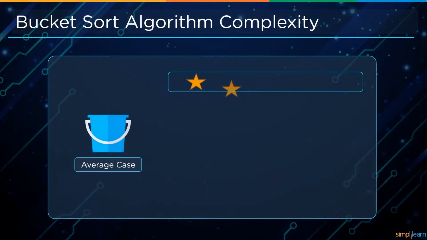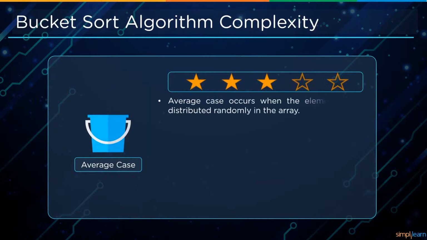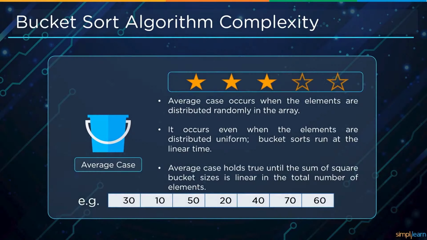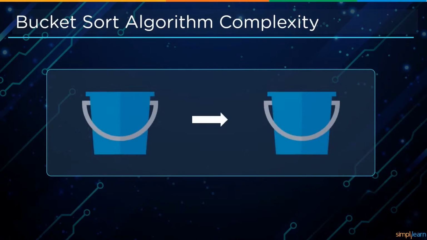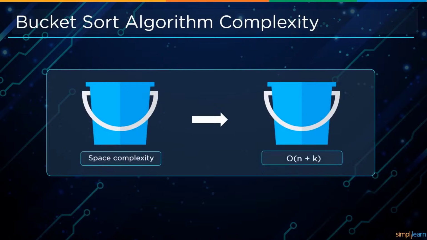And lastly, we will learn how the average case occurs in a bucket sort algorithm. The average case occurs when the elements are randomly distributed in the array. It occurs even when the elements are distributed in a uniform way. Bucket sort runs at linear time. The average case holds true until the sum of bucket sizes is linear in the total number of elements. Next, we will see about the space complexity.